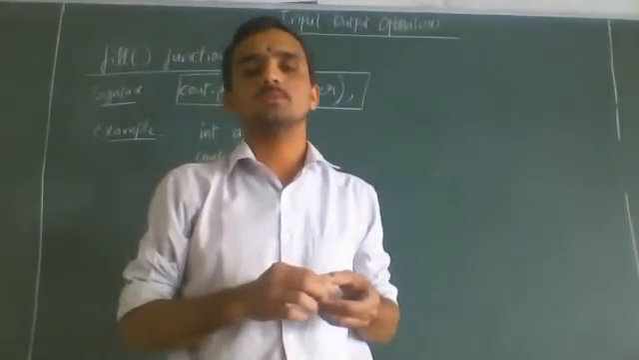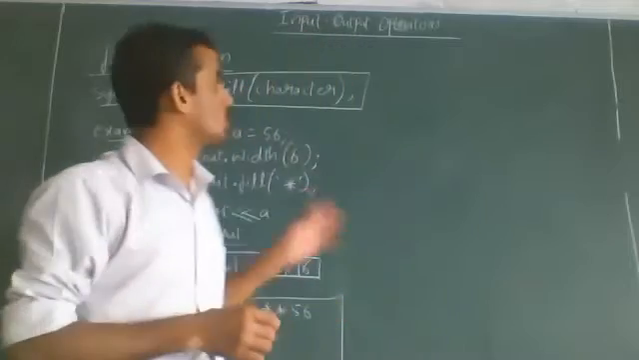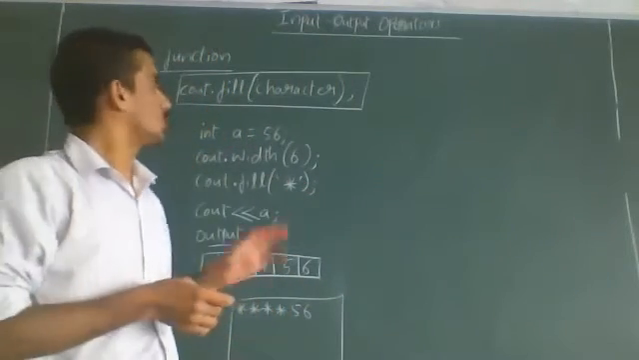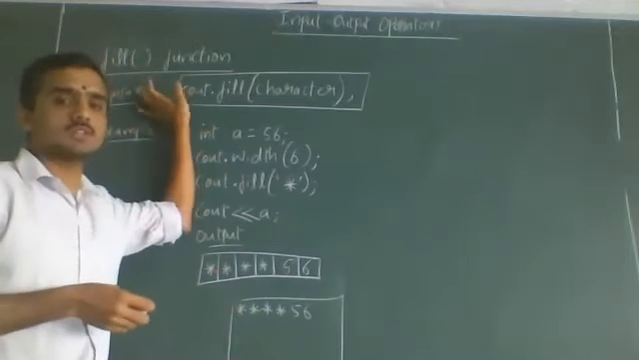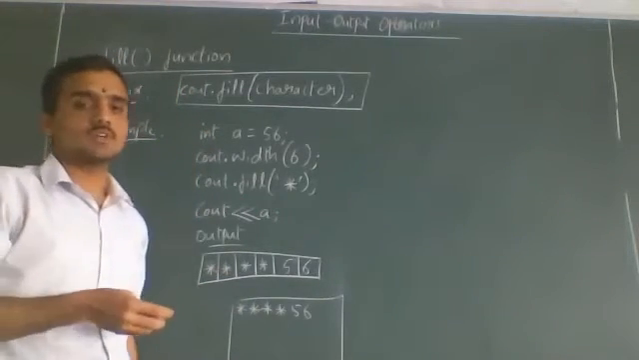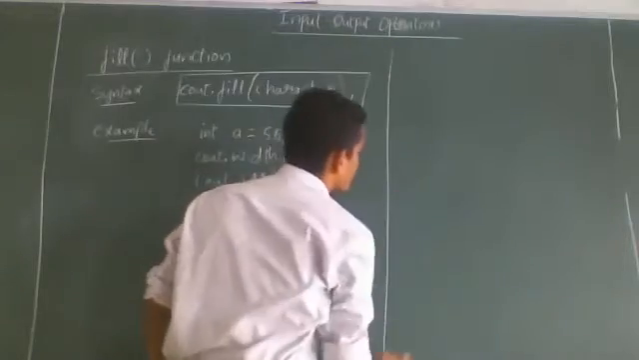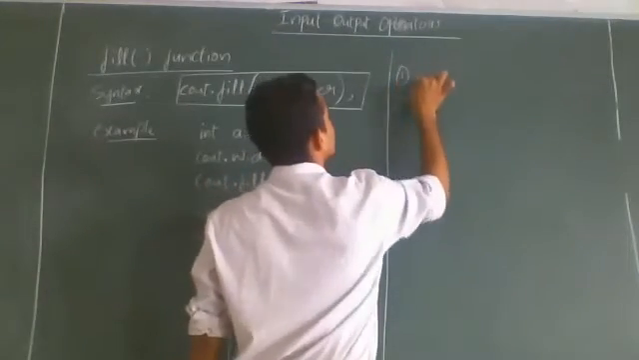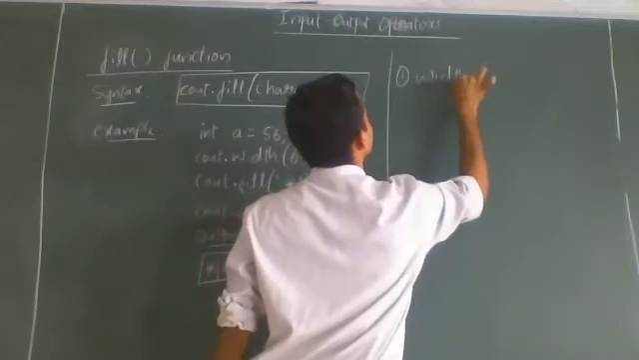So good afternoon, students. We will continue with this input-output operators chapter. We have four topics left: fill function, set fill function, precision and set precision. Yesterday we were discussing formatting data output. The first function we discussed is the width function.